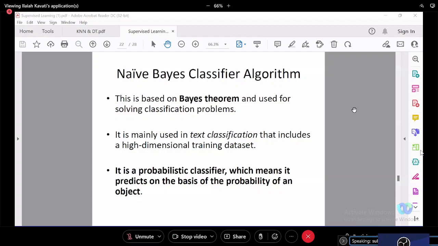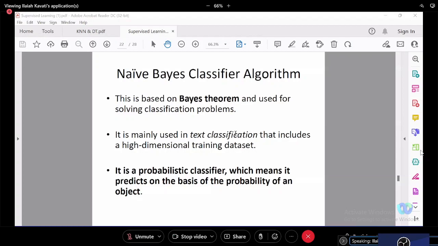Now, coming to naive-Bayes, this algorithm is based on Bayes theorem. In probability theory, I think we studied this in second year BTech, in probability and statistics. This classifier is based on Bayes theorem for solving classification problems. Mainly it is used for high dimensional data sets, like text classification.